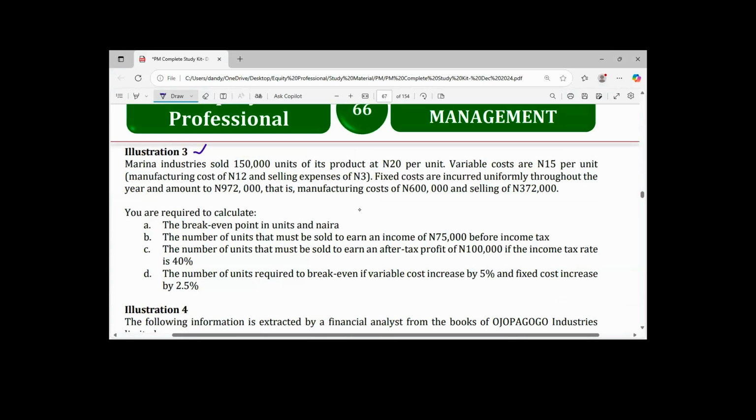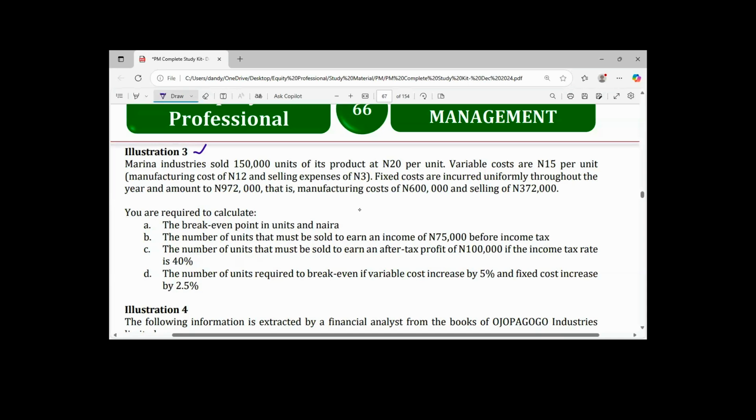Yes, Marina Industries sold 150,000 units of its product at 20 naira per unit. 20 naira per unit is the selling price. Variable costs are 15 naira per unit. That is manufacturing cost of 12 naira and selling expenses of 3 naira. Fixed costs are incurred uniformly throughout the year and amount to 972,000 naira. That is manufacturing cost of 600,000 and selling expenses of 372,000 naira.